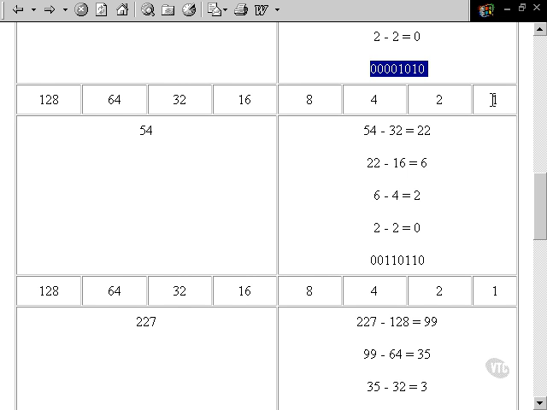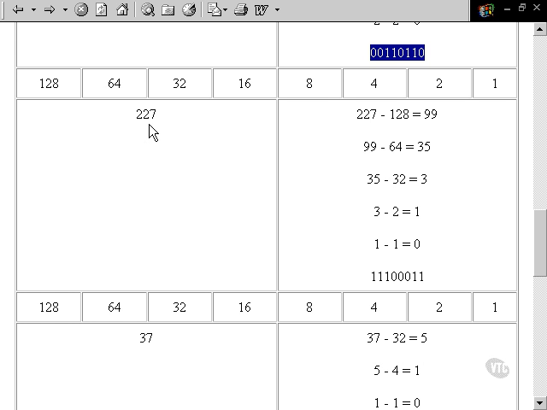We have 6. The highest number we can subtract from 6 is 4. So we take 6 minus 4. It gives us 2. The highest number we can subtract from 2 is 2. It gives us 0. So we had gone through and marked our 32, and then our 16, and then our 4, and then our 2. We'd have a binary number that looked like this.